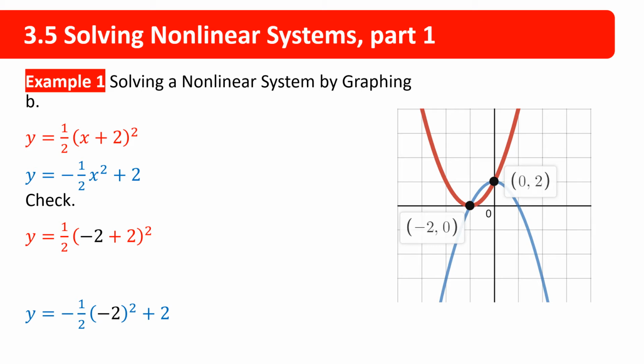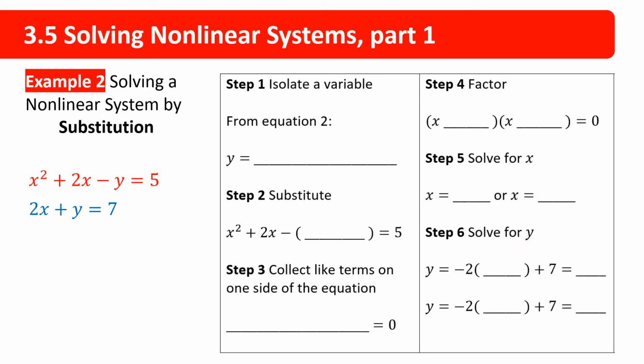And we can also check our second point. If we plug in -2 for x, for our first equation, inside the parentheses, -2 plus 2 is 0, 0 squared is 0, and 0 times a half is still 0. So -2, 0. For our other parabola, that's blue, if we plug in the -2 and square it, we'll get 4. -1/2 times 4 is -2, and -2 plus 2 is 0. So our second point is -2, 0. We can see it from the graph. We can confirm it by plugging in those values.